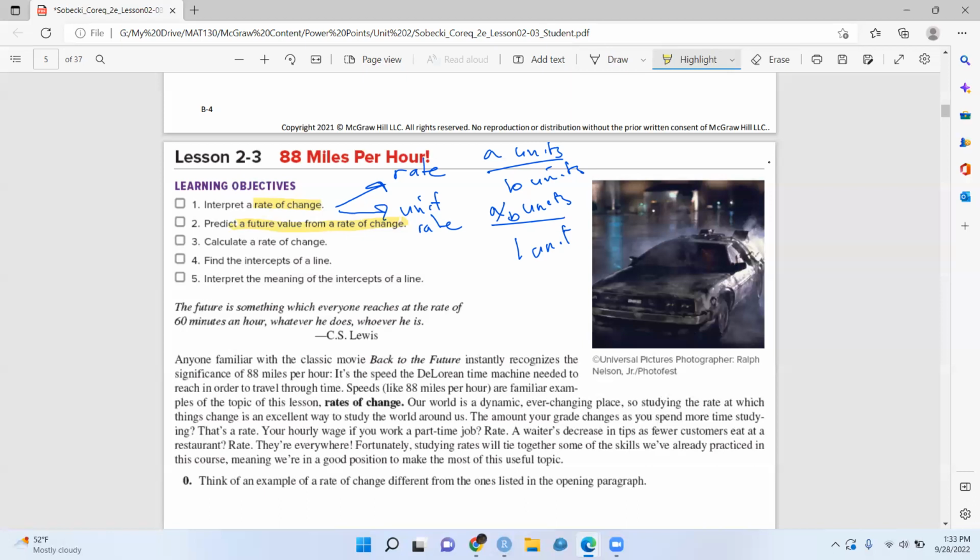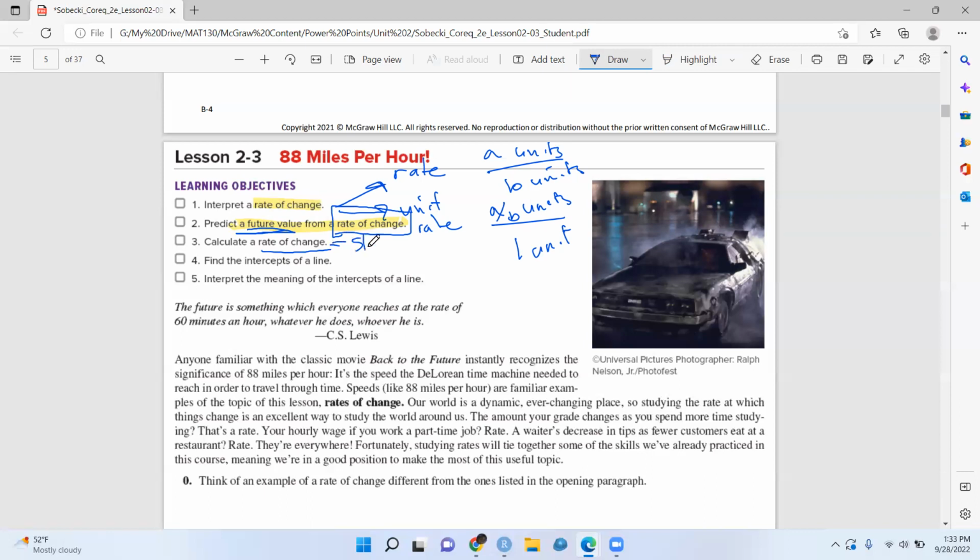It's adding by the same constant. Nailed it. So this is saying if we have a rate of change that's constant, then we're talking about a linear relationship, and we can predict those future values. So we're going to learn how to calculate that rate of change. We're going to see how that connects to the line.